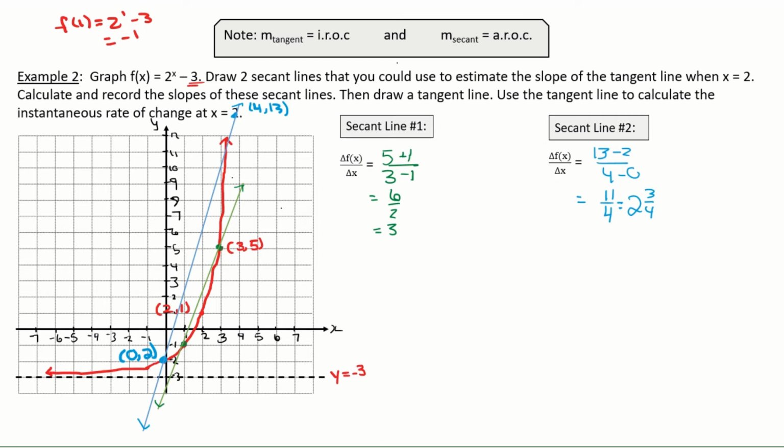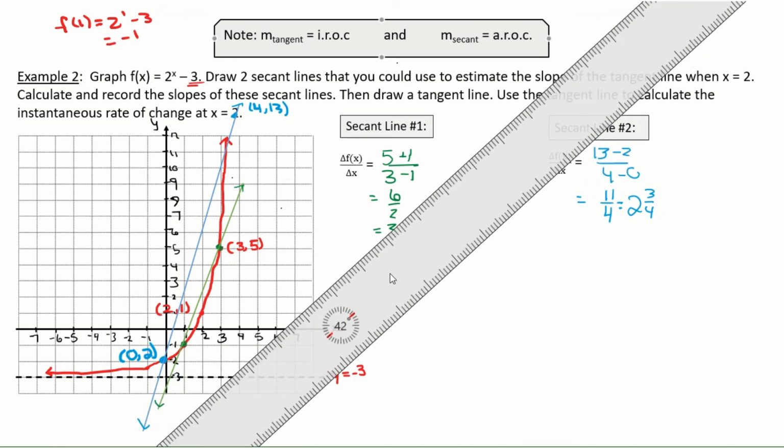Let's go back up to our question. Draw 2 secant lines that you could use to estimate the slope of the tangent line when x equals 2. We did that. We did 2 secant lines that have centered themselves around the x value of 2. Calculate and record the slopes of those lines. Done. Then draw a tangent line. Okay, that's the hard part. The tangent line has to touch the graph at 2, 1. It has to touch there and nowhere else. So you're going to try and draw yourself a straight line here with a ruler where you're just skipping off this exponential graph at 2 and drawing a straight line through there. So press pause and give that a shot.